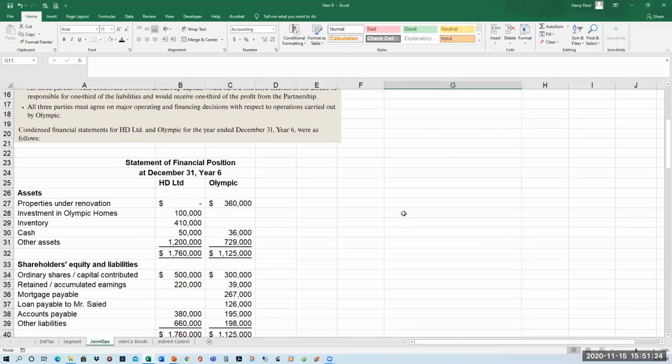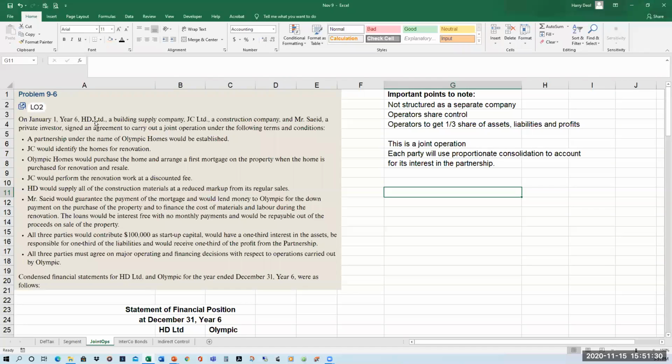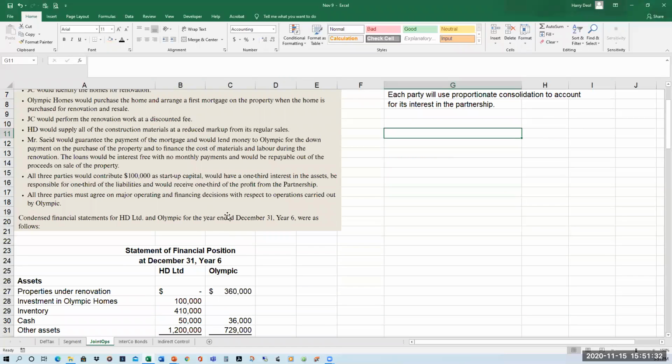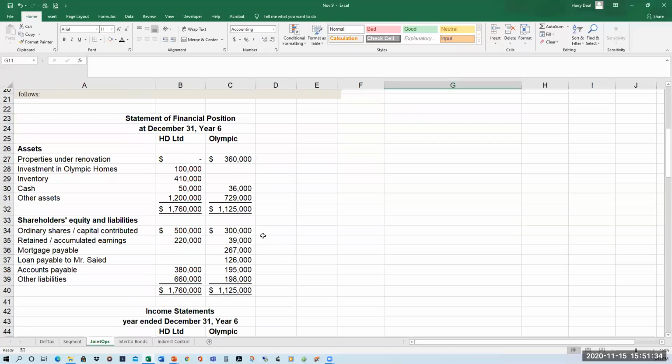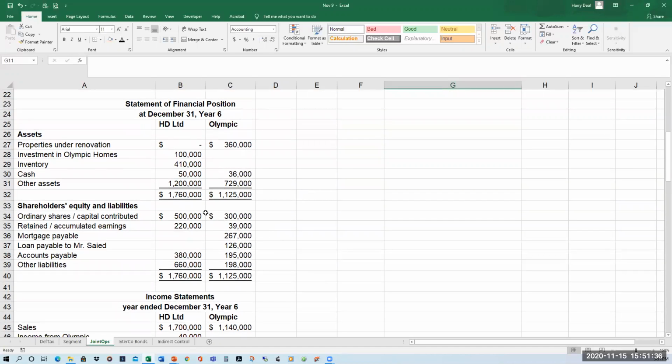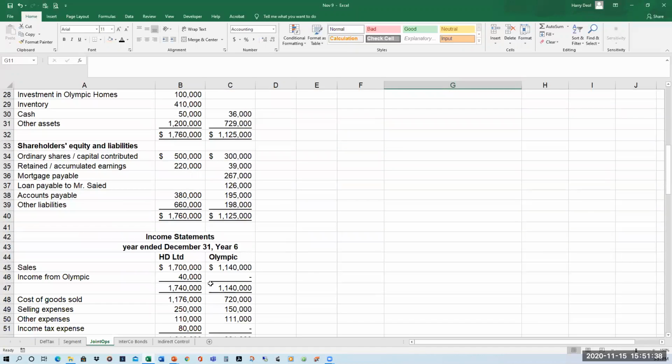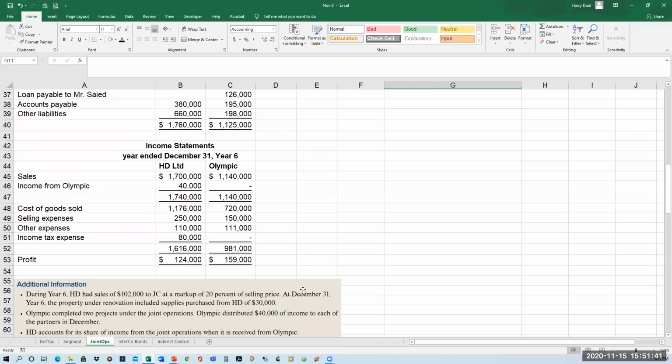Next, we were given condensed financial statements for HD and Olympic. HD is one of the joint operators, and Olympic is the joint operation. So there's information given here, the balance sheet information given, and income statement information given. Notice that Olympic is not taxed because it's a partnership.